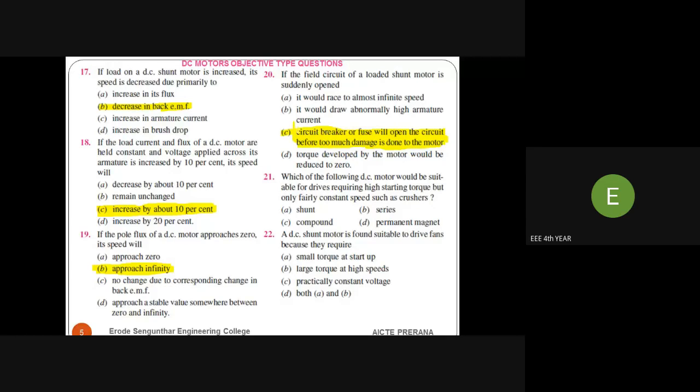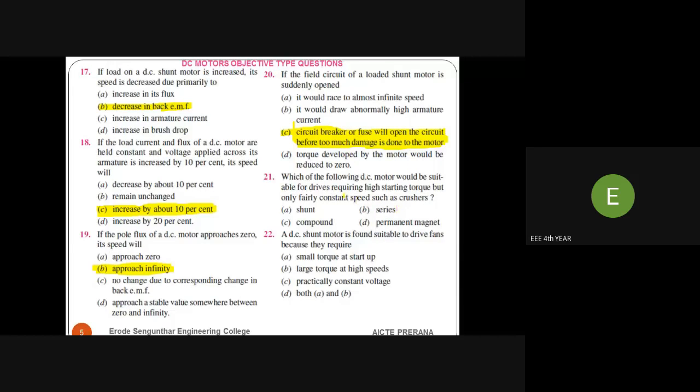Question number 21. Which of the following DC motors would be suitable for drives requiring high starting torque, but only fairly constant speed, such as thrusters? Only high starting torque means we have to note the series motor.